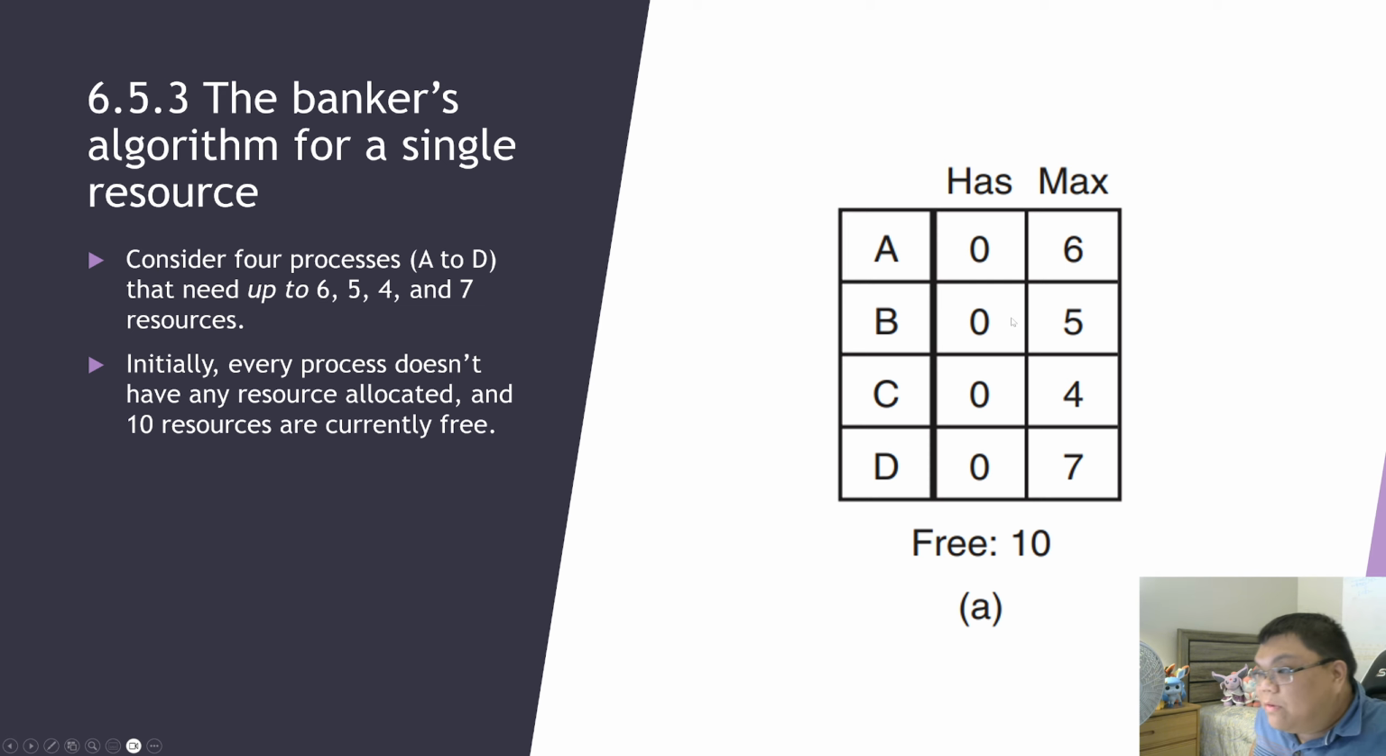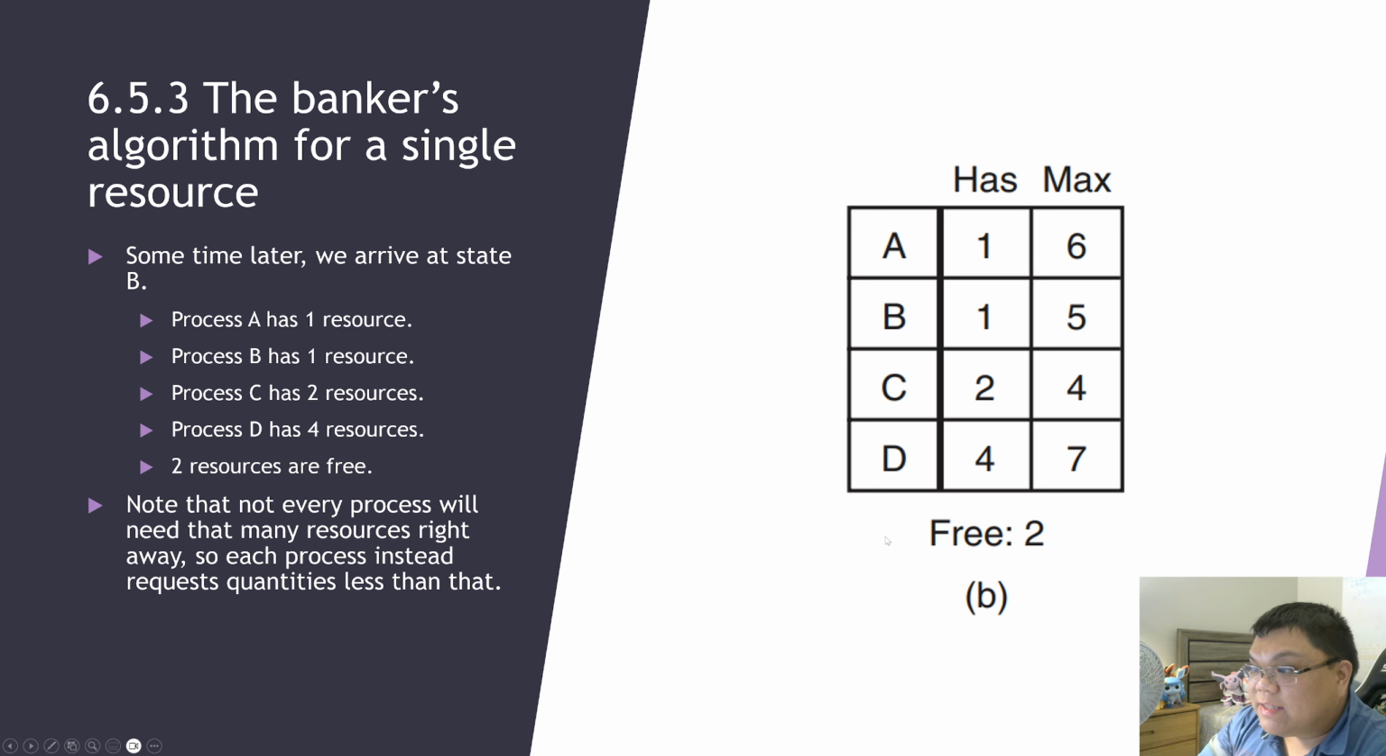So here's another example where we have 4 processes. Initially, they have 0 resources allocated to them. But we know how much of each resource each process needs: 6, 5, 4, and 7. Sometime later, those processes will have asked for resources. So process A has 1 resource, process B has 1 resource, process C has 2 resources, and process D has 4 resources.